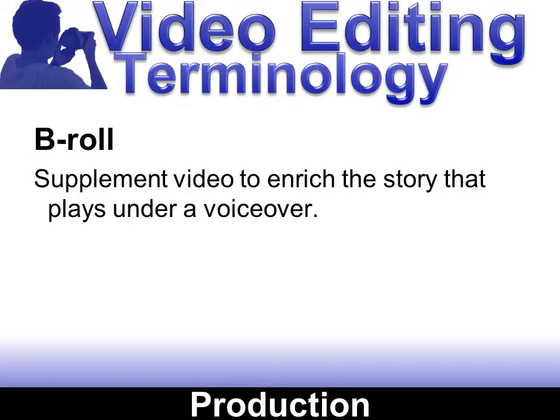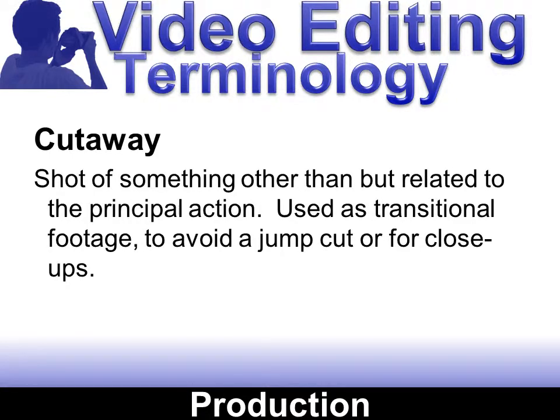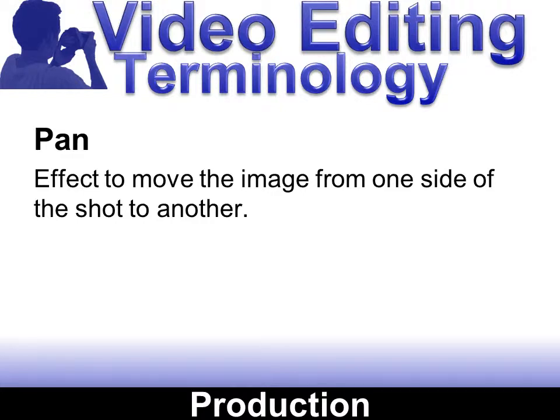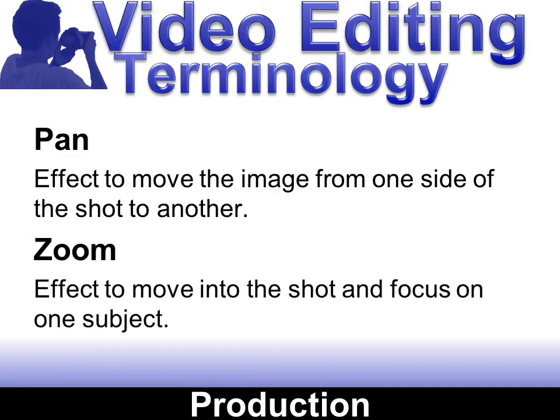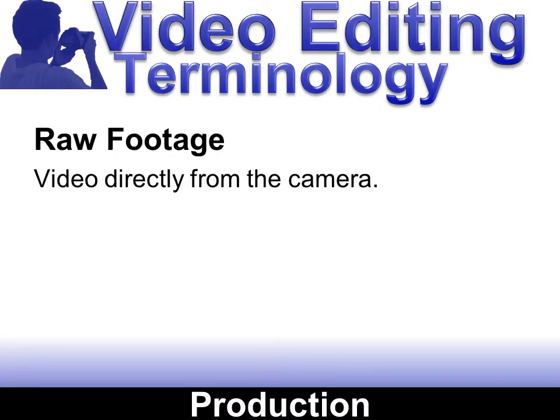Let's look at some video editing terminology, including B-roll, which is supplement video to enrich the story that plays under a voiceover. Cutaway, a shot of something other than but related to the principal action, used as transitional footage to avoid a jump cut or for close-ups. Pan, the effect to move the image from one side of the shot to another. And zoom, effect to move into the shot and focus on one subject. Raw footage, video directly from the camera.